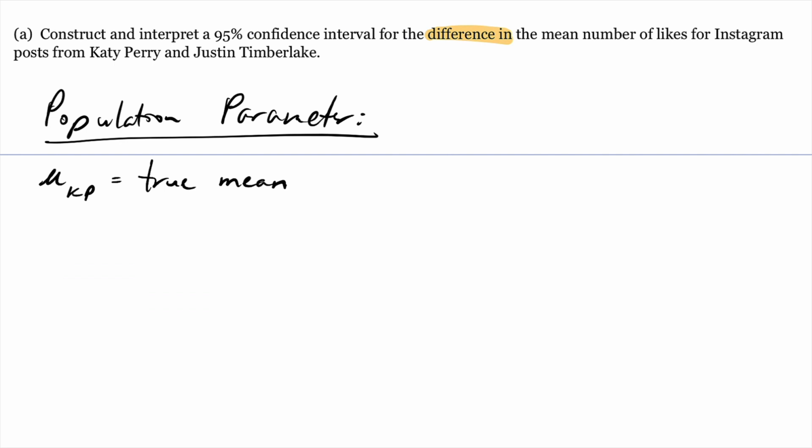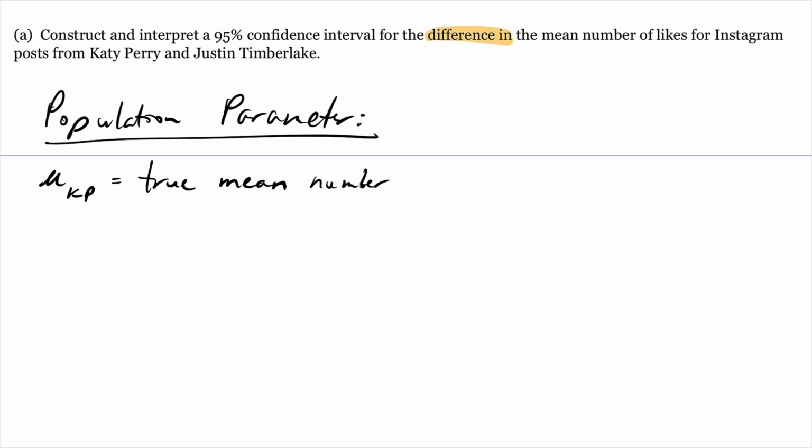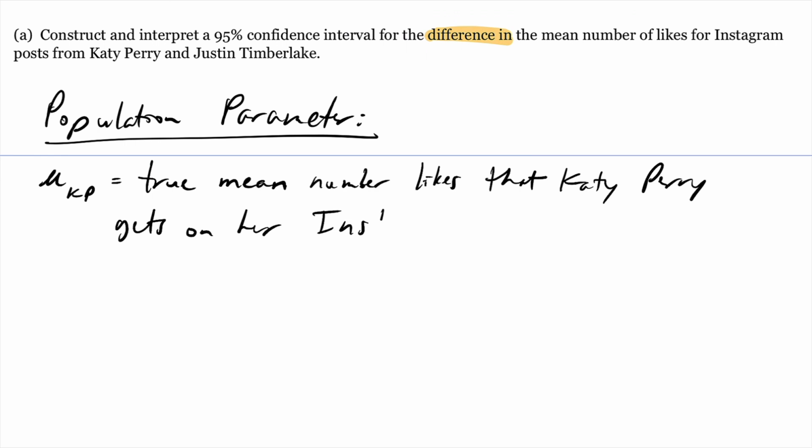And then how would we write it for Katy Perry? The true mean number of likes that Katy Perry gets on her Instagram posts. It'd be the same thing for JT, except instead of Katy Perry, you write Justin Timberlake.